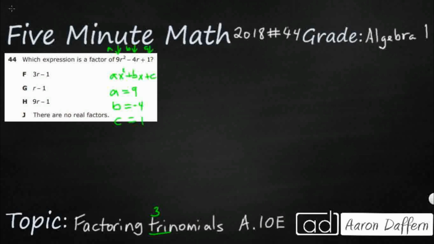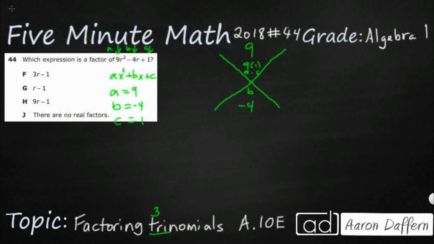Now there are many different ways to solve this. I prefer the diamond method. It is a highly effective and efficient algorithm. What we do at the top here is multiply the a and the c. My a is 9, my c is 1, so I put the product, a positive 9, up at the top. That's fine. B goes down below, that's a negative 4.